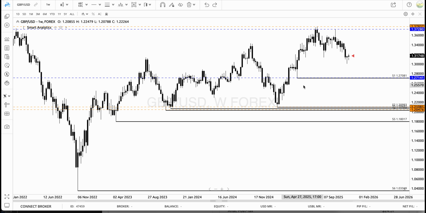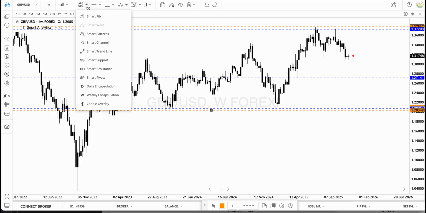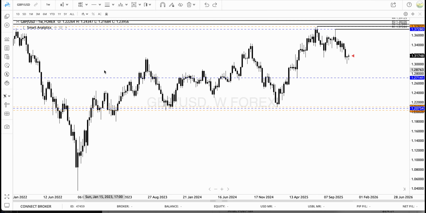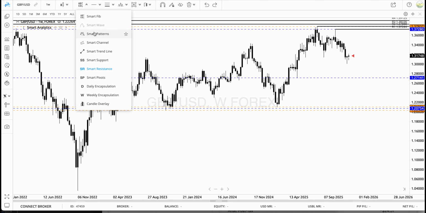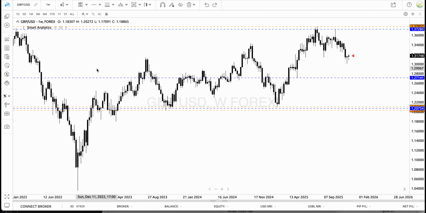So I'm going to look at smart support. There's one more level that I missed. That's why I'm so grateful for this platform. It just helps me make sure all of my I's are dotted and T's are crossed. So we're good there. I'm going to look at smart resistance, and it looks like we're good there. So I'm done on the weekly time frame.